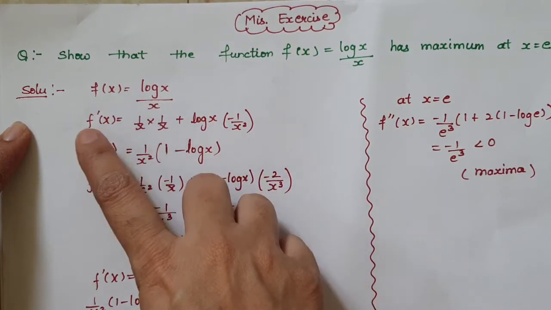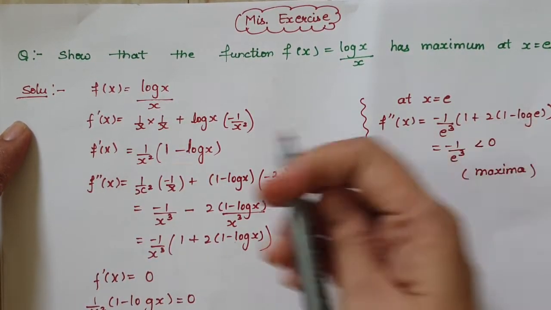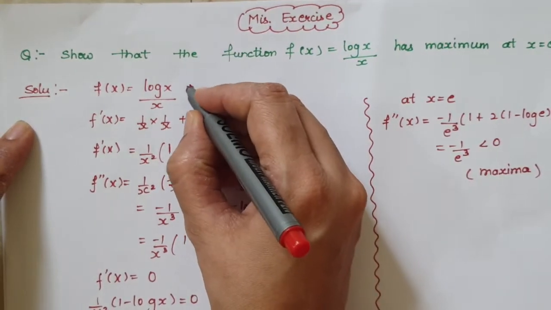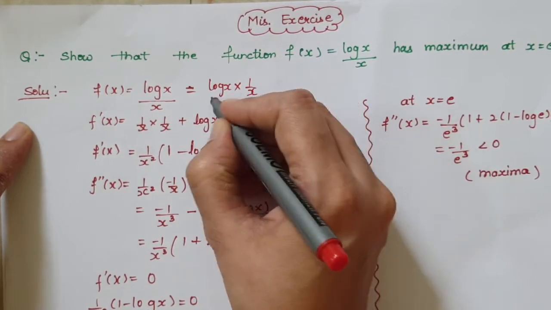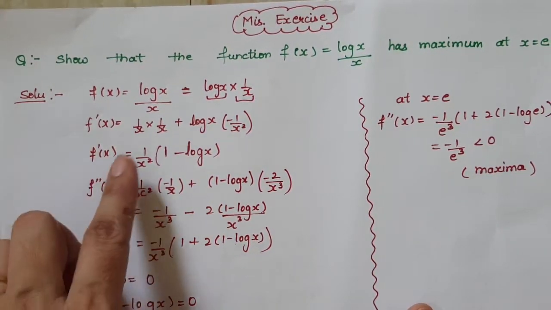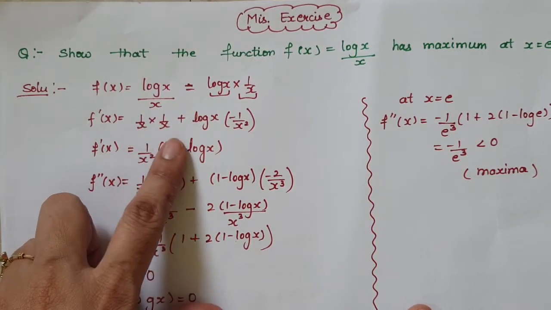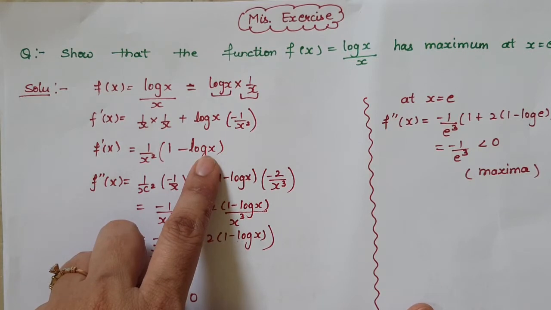What we will do, first take the first order derivative. I have applied here the product rule. I have taken the given function as log x into 1 upon x and applied the product rule on both the terms. So after simplifying this, you are getting 1 by x square into (1 minus log x).